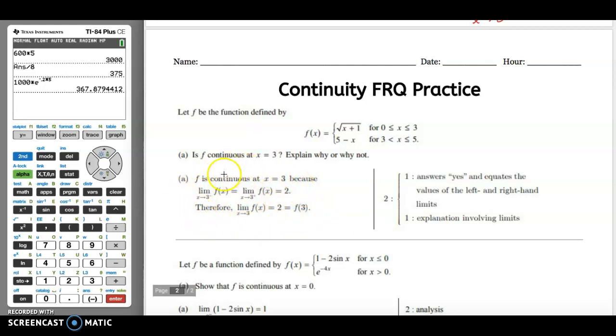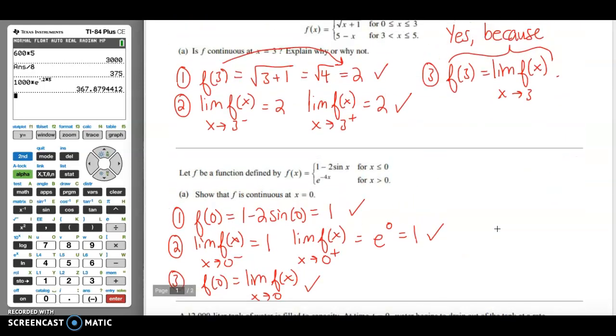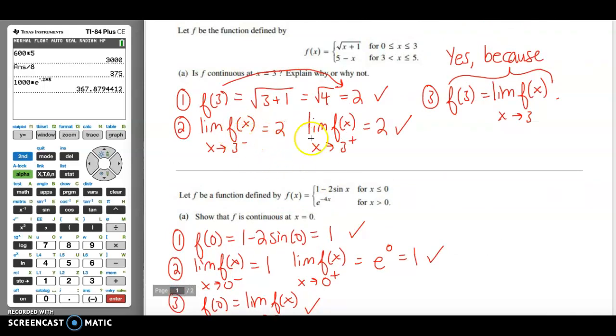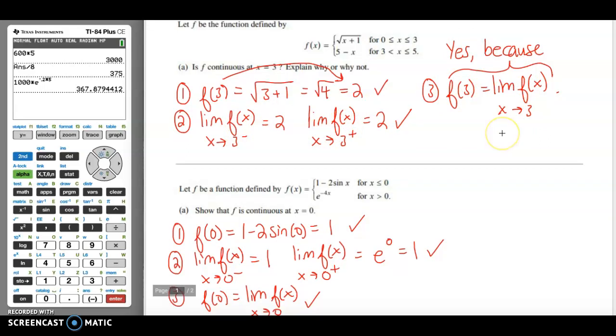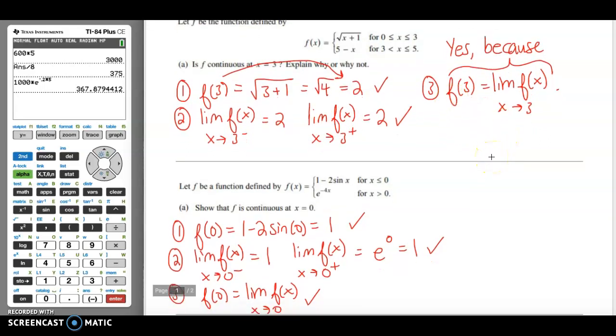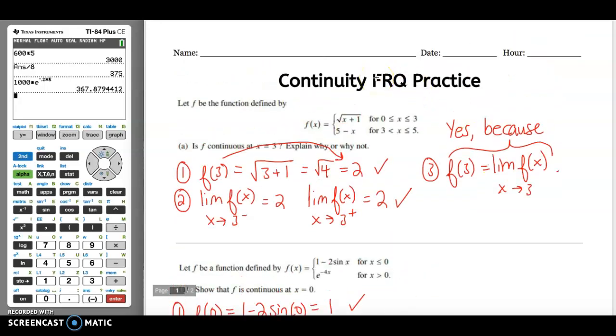So you could even condense your work to just this. You have to answer yes, and then equate the values of the left-hand limit and the right-hand limit, and your explanation has to involve limits. So did we do that? Yep, we equated my left-hand limit and my right-hand limit, and my explanation involved limits. Beautiful. So I would get both points for that. Each FRQ in calculus is worth 9 points total.